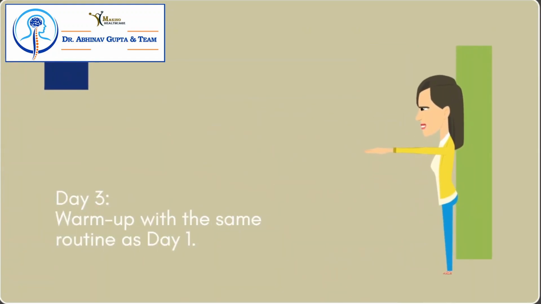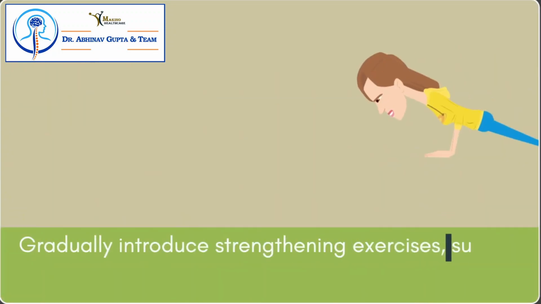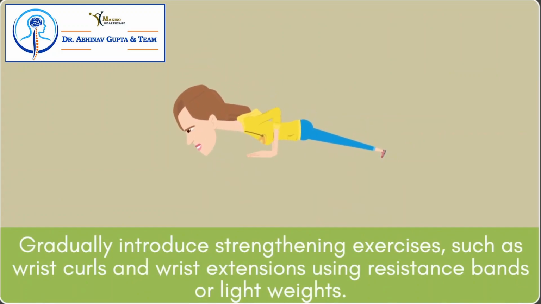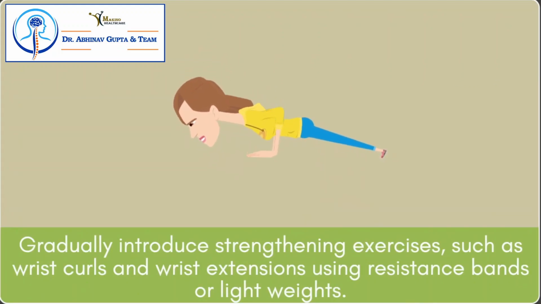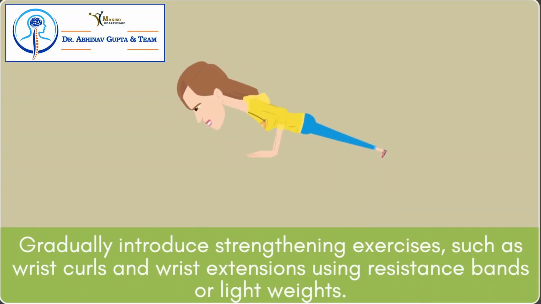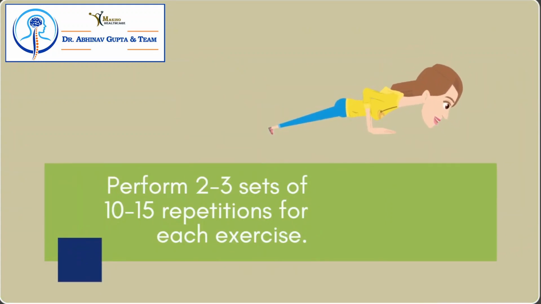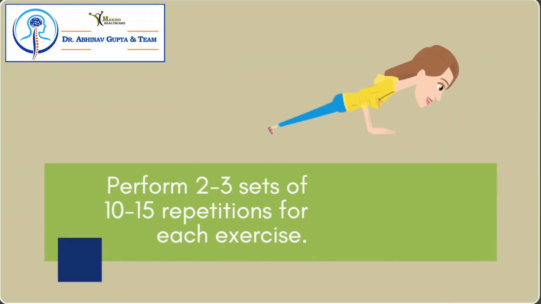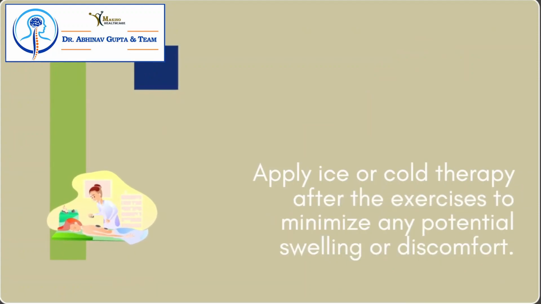Day 3. Warm up with the same routine as day 1. Gradually introduce strengthening exercises, such as wrist curls and wrist extensions using resistance bands or light weights. Perform 2 to 3 sets of 10 to 15 repetitions for each exercise. Apply ice or cold therapy after the exercises to minimize any potential swelling or discomfort.